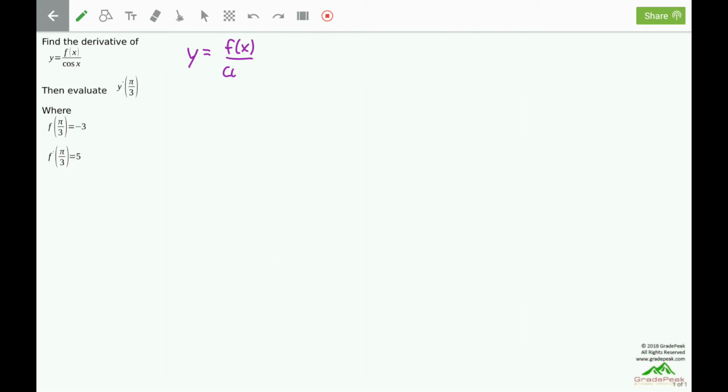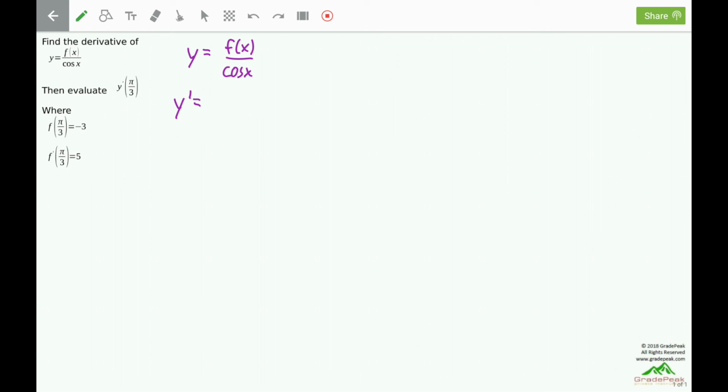So y here is the quotient of two functions, f of x and cosine of x. The numerator is unknown, f of x, the denominator is known as cosine of x. We can use the quotient rule here for the derivative.